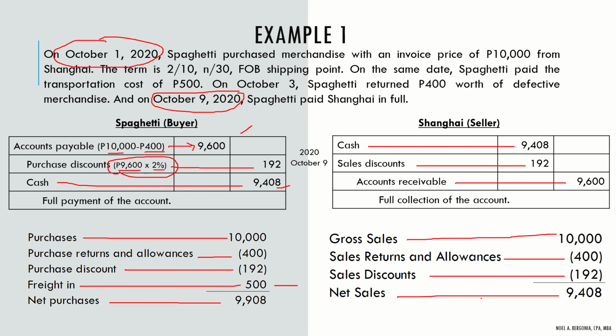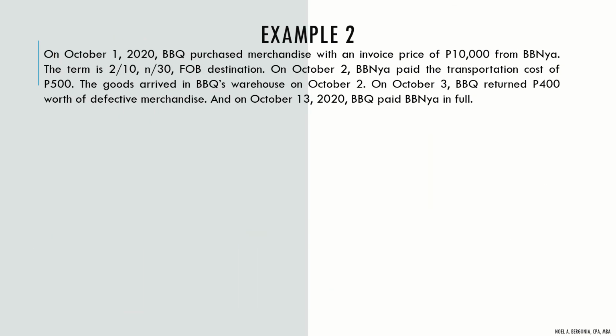So magkaiba sila, no? Net purchases at saka net sales ng seller at saka buyer. Kasi magkaiba naman po yung record na amounts natin. Okay? So are we clear? Again, if you do have any questions, please key in your questions to our respective chat boxes. Okay? And for my last example, okay, example number 2.